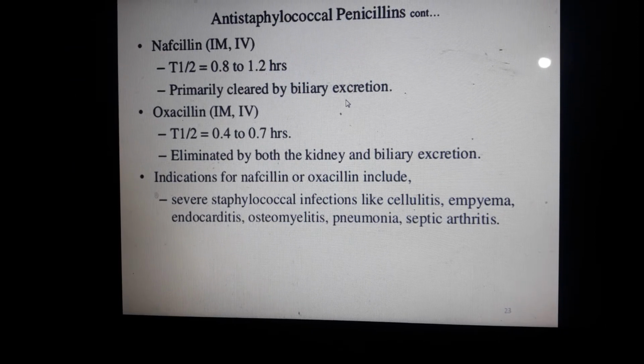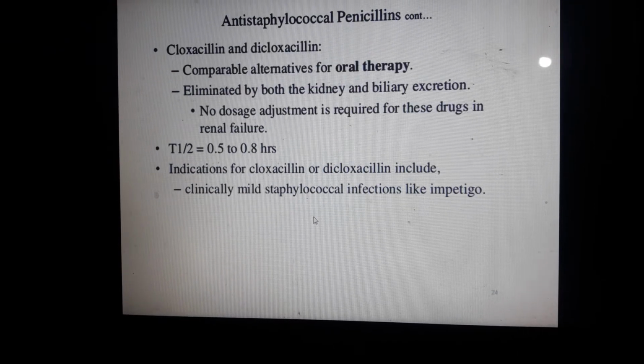So biliary excretion is via the fecal excretion process. Okay, oxacillin IM, IV, the T half-life is 0.4 to 0.7 hours, eliminated by both kidney and biliary excretion, so urinary and biliary. Biliary means fecal. Indications for nafcillin or oxacillin include cellulitis, empyema, endocarditis, osteomyelitis, pneumonia, and septic arthritis.